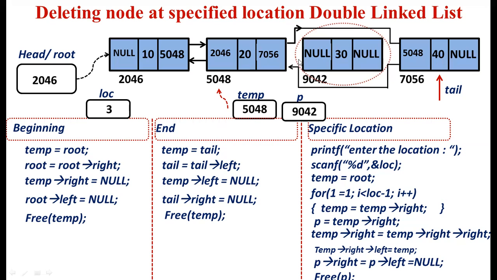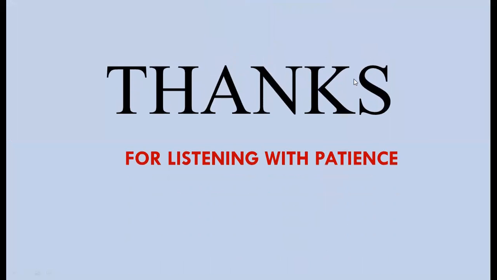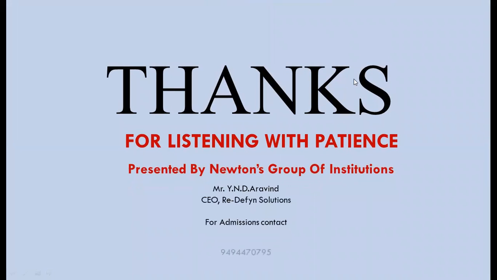Now what do I have to do? I have to free this particular node. Can I free it? Yes, because my p is pointing to the 9042 address. Even if you do not do it, the program logic is correct. But if you free the memory, that memory can be used for other purposes. So the last statement we write is free p. So this particular node will be freed. This is how we can delete a node from the specified location.